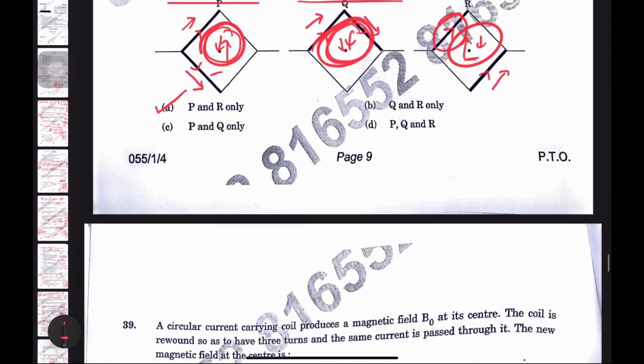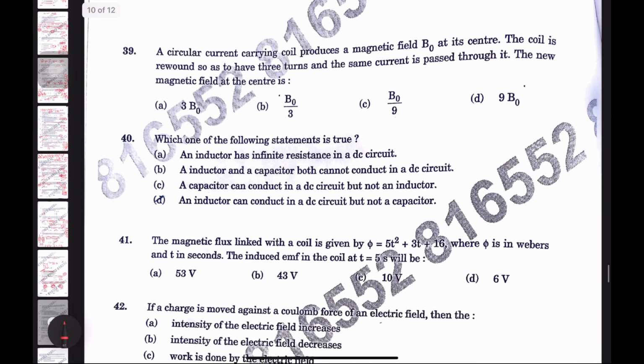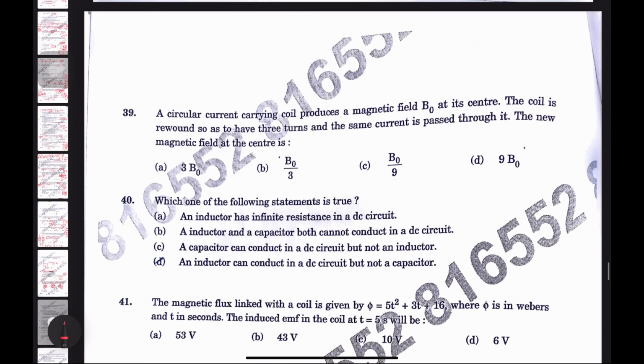Now, moving to the next question, we are having a circular current carrying coil that produces a magnetic field B naught at its center. The coil is rewound. This is the circular current carrying coil, and we know for a circular current carrying coil the magnetic field B naught is equal to mu naught I upon 2R. So what is R over here? We don't know. I will put it as R, so mu naught I upon 2R is equal to B naught. This is our equation number 1.